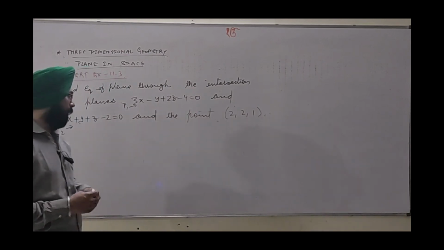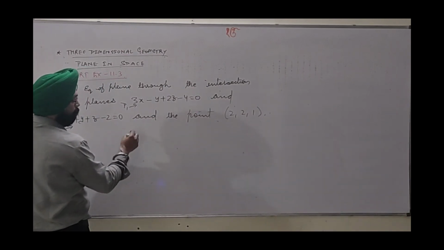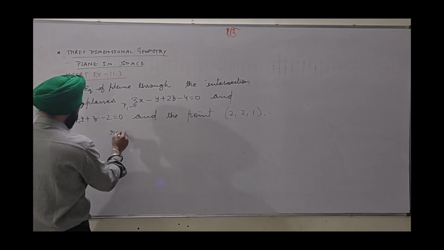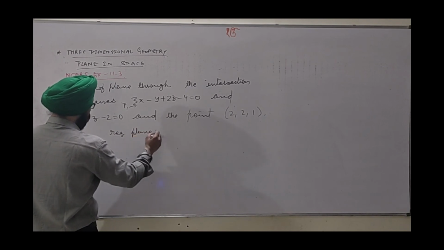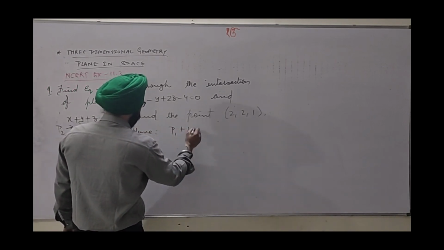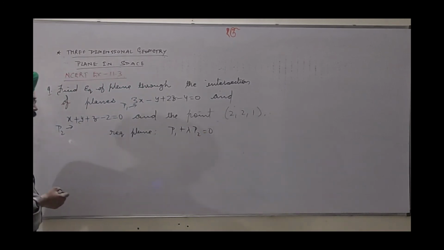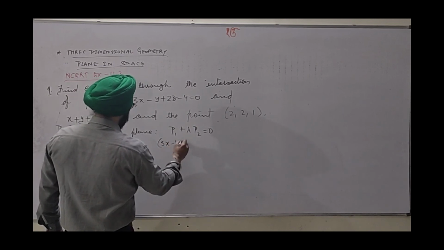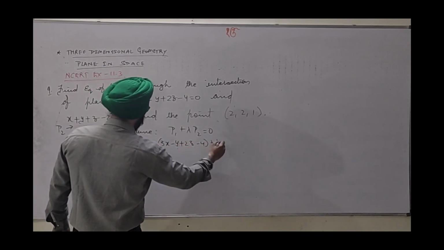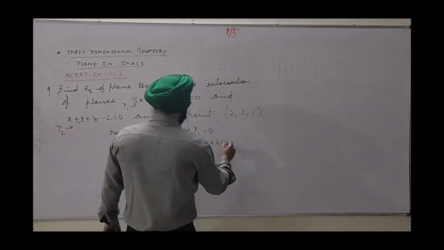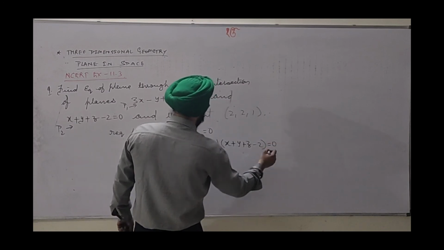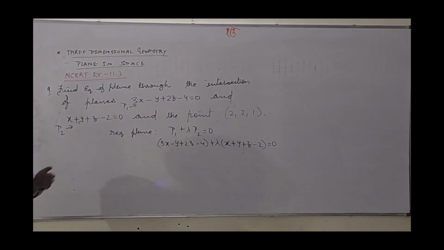So first of all, we will apply the basic equation pattern. That required plane will be P1 plus lambda P2 equal to 0. What does it mean? P1, we get it as 3x minus y plus 2z minus 4, plus lambda times (x plus y plus z minus 2) equal to 0. We have written them in linear combination form, combining them.